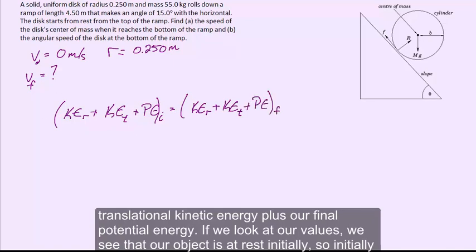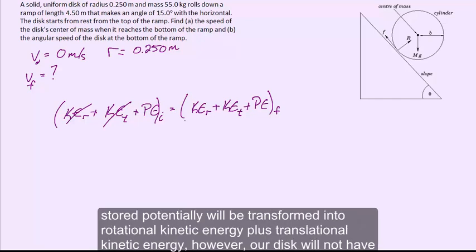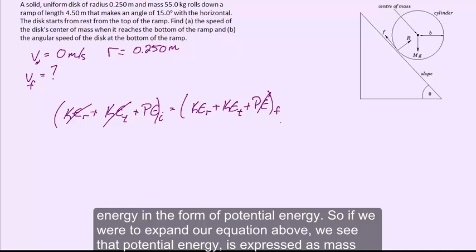If we look at our values, we see that our object is at rest initially. So initially, our object will not have rotational energy, nor will it have translational energy. And at the bottom of the ramp, the energy that had been stored as potential energy will be transformed into rotational kinetic energy plus translational kinetic energy. However, our disk will not have energy in the form of potential energy.